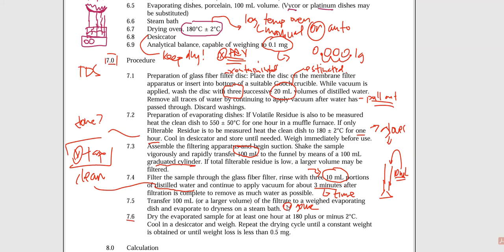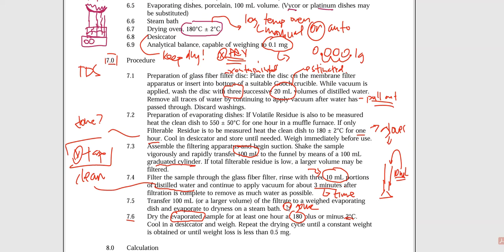And then 7.6 says dry the evaporated sample. Evaporated means no water left behind, so no water should be there at this moment. So dry the evaporated sample for at least 1 hour at 180 degrees plus or minus 2 degrees Celsius. After that 1 hour, again, time is very important, so I might be recording when it started, I might be recording when it stopped, and so forth. Cool it in a desiccator, that way it doesn't gain any water moisture back. And then weigh it.